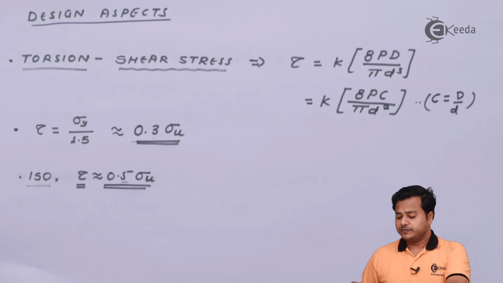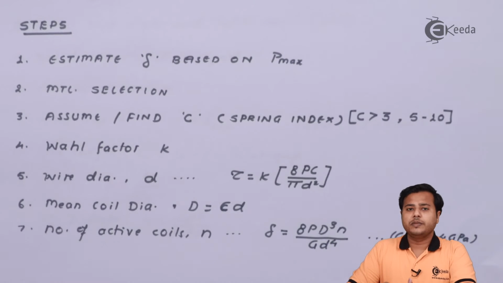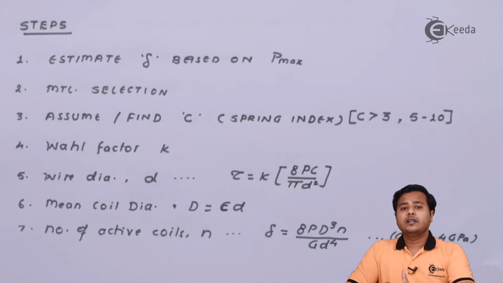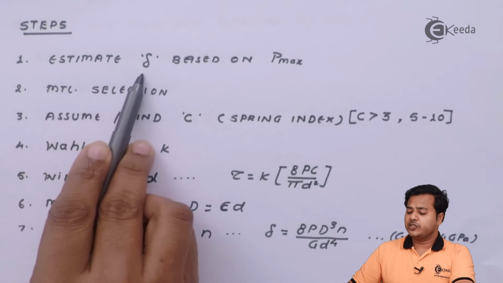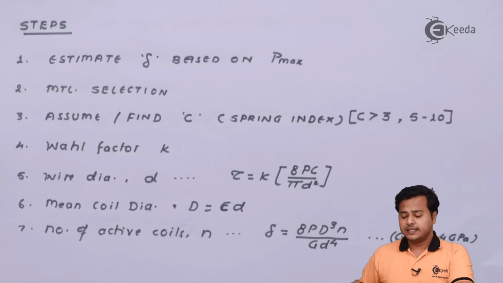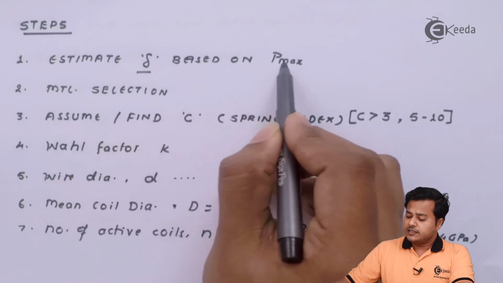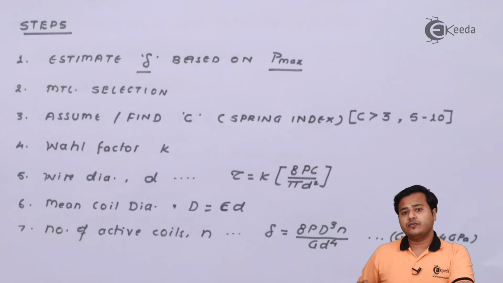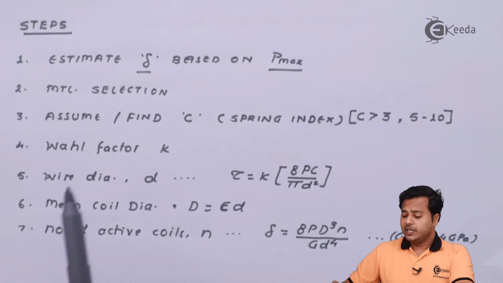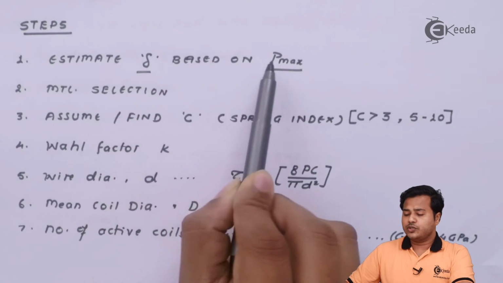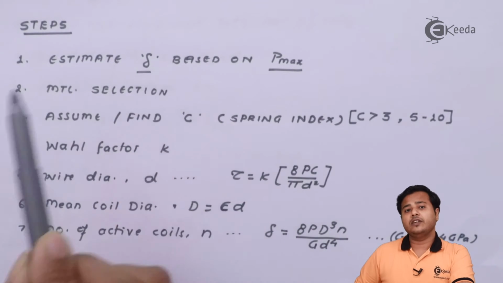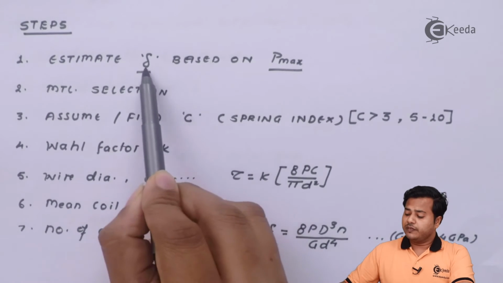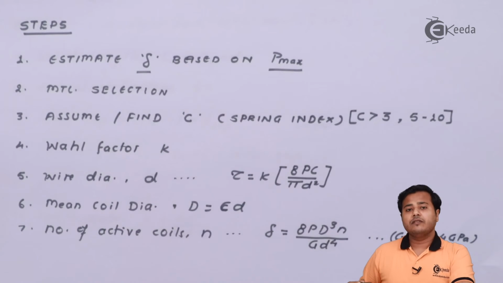Now before we conclude this topic, let us look at the important steps used for the designing of a helical spring. The very first thing is the estimation of delta based on the Pmax. In the majority of cases, we may have to use a formula or empirical relation which is used to connect these two. If the value of Pmax is given, we can definitely estimate this value of delta, or if both values are given, we can use them for the further steps.